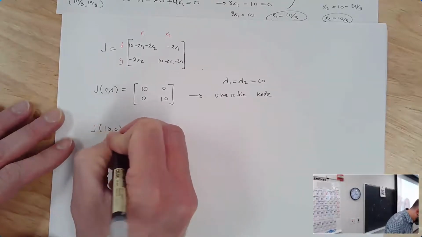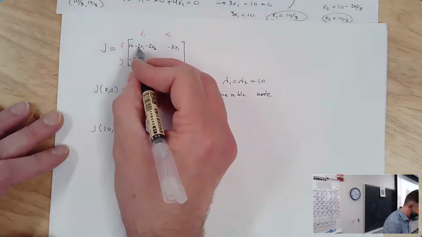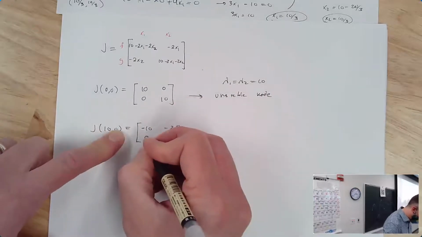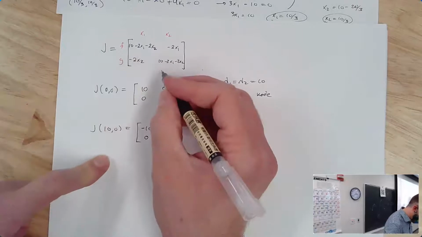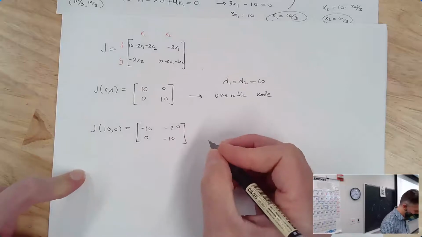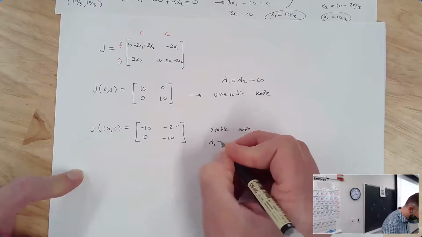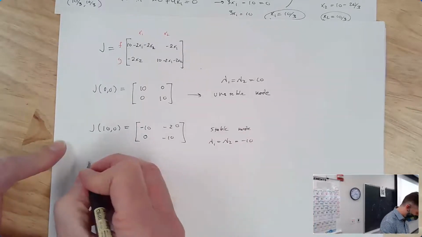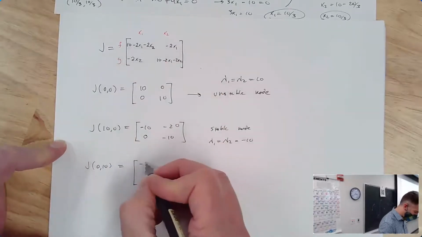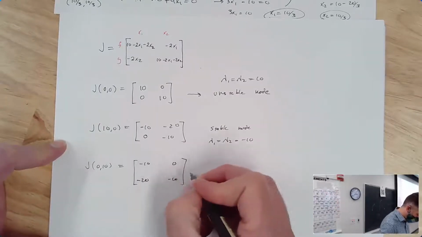I plug in 10, 0. I'm going to get 10 minus 20 minus 0, so negative 10. I'm going to get a negative 20. I'm going to get a 0. And I'm going to get a 10 minus 20 again, so negative 10. So here we have a stable node because our eigenvalues are both negative numbers. And I think we're going to get the same thing at 0, 10, although let's be sure. But yeah, no, I'm definitely going to get negative 10 again, 0 here, negative 20 here, negative 10 here, and see the result above.